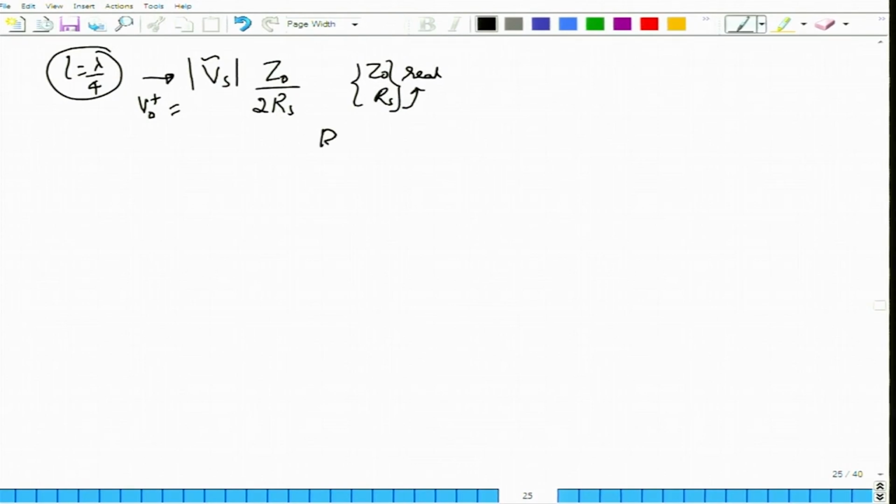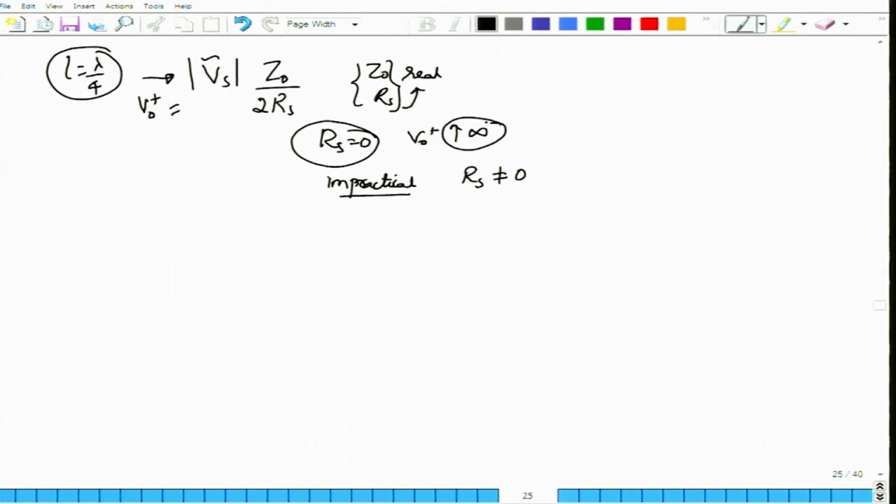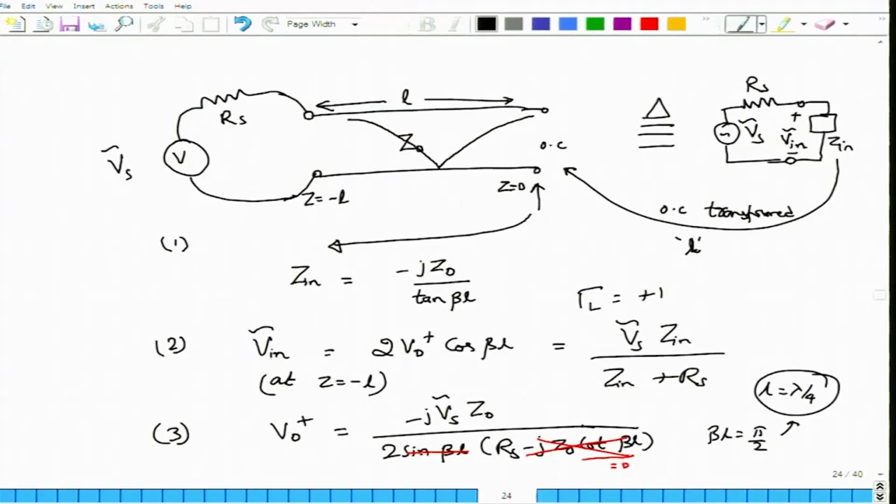Now, when you put Rs equal to 0, obviously V0 plus goes to infinity, but clearly this is not a practical situation because all sources in practice have some internal resistance which you have to account for. So, in a real case, Rs is never equal to 0, it could be low, but it could never be 0, and therefore V0 plus could be large, but it could not go to infinity. Consider another case. For example, we might consider beta L equal to pi. If I go back to this expression here, I know that sine of pi must turn out to be 0.